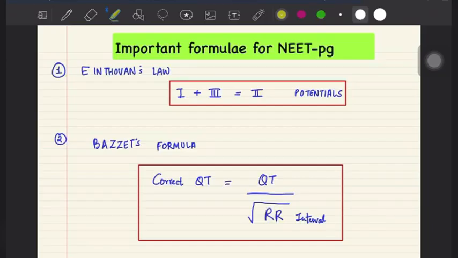Hi and welcome to this short video discussion on important formulae for NEET PG. We have a total of 60 to 70 formulas which are most important in your exam, but in this video we are going to discuss the 15 most important formulas for NEET PG.